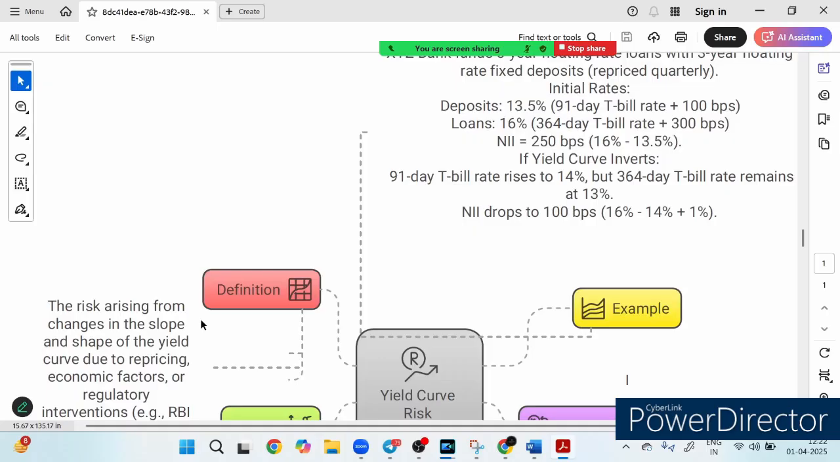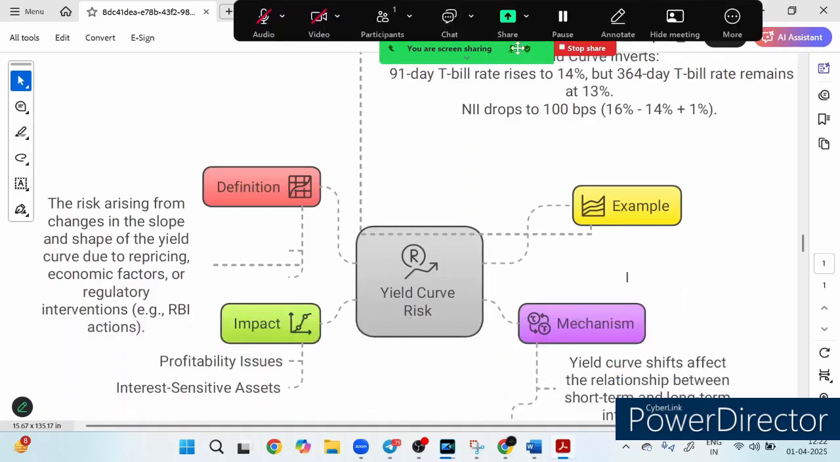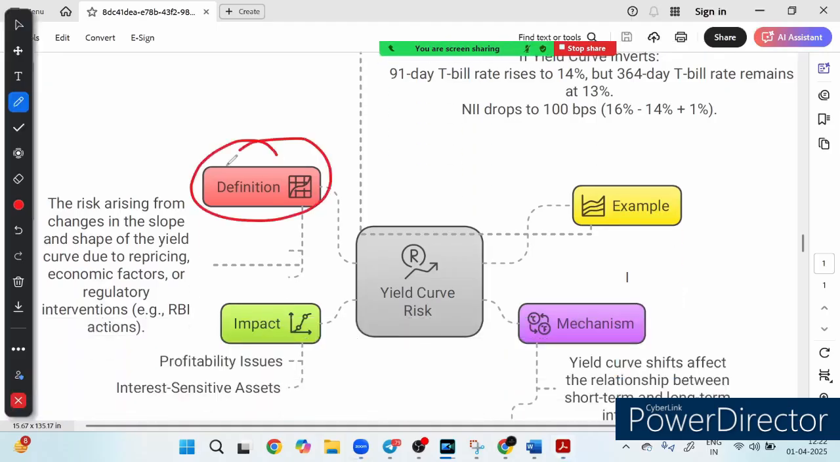So what is this yield curve? Let's look at the definition first. Here you can see the definition. Basically, it is a risk that arises due to a change in the slope and shape of the yield curve. Every curve has a slope, and not only a slope, it has a shape also.